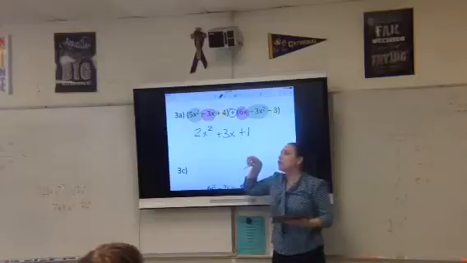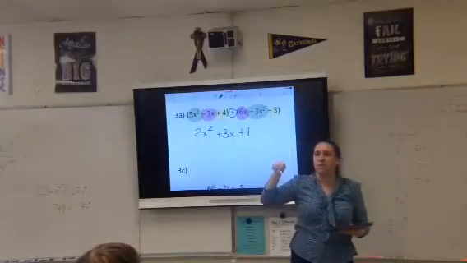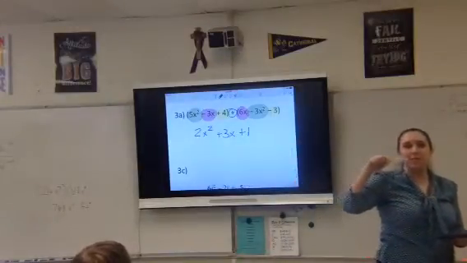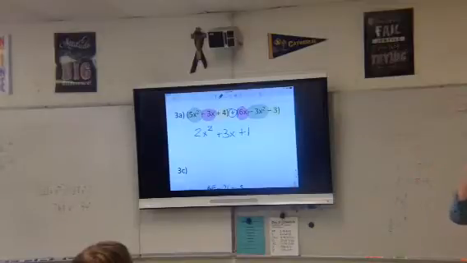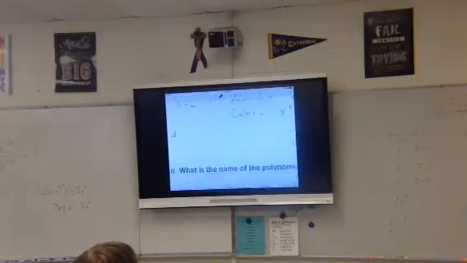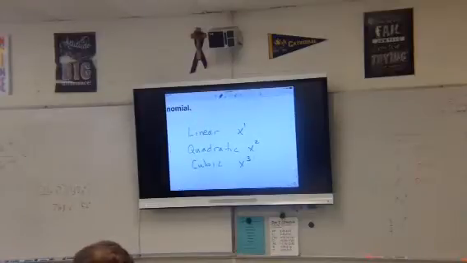Now, it doesn't ask you to do this, but if I asked you to name this, what would we name this guy? Trinomial. Guys, start raising your hand, please. Cubic trinomial? No, that's not right. Quadratic trinomial. Quad meaning 2, right? We talked about that. We put it up here in our notes. Quadratic is squared, okay?